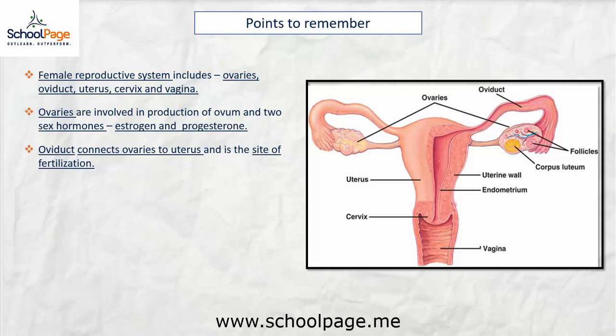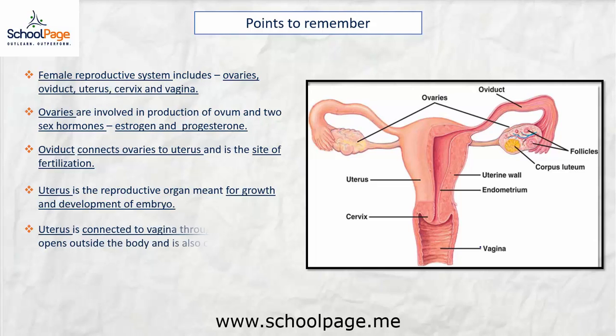Oviduct, which is also called as fallopian tubules, connects ovaries to uterus, and this is a site of fertilization. Uterus, which is also called as the womb, is that reproductive organ meant for the growth and development of an embryo. Now, as you can see, uterus is connected to vagina through cervix. Vagina opens outside the body and is also called birth canal.